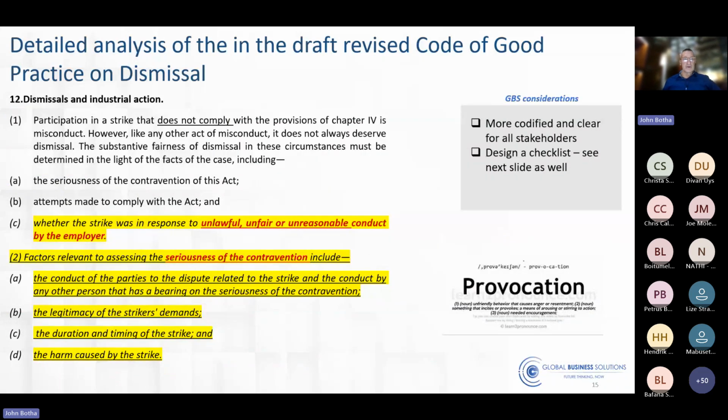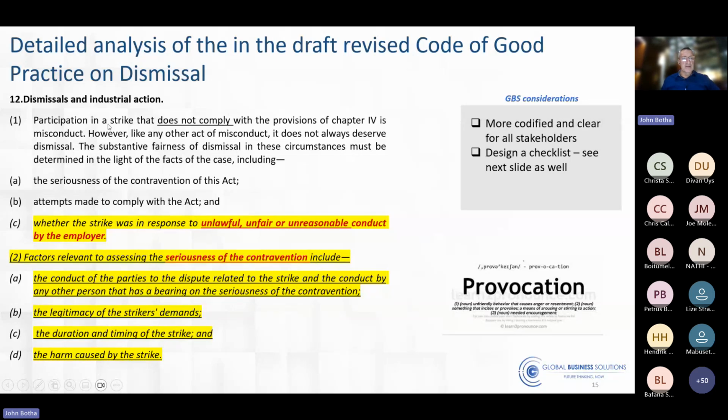They then go to the issue of unprotected strikes. Now, I'm sure all of you have dealt with illegal or unprotected industrial action. And of course, the first thing is you just start becoming really anxious because you're actually not sure what the detailed procedure is to deal with an unprotected strike. So what we see in the new code of practice in part 12 is it talks about dismissals and industrial action. And it gives you more detail.